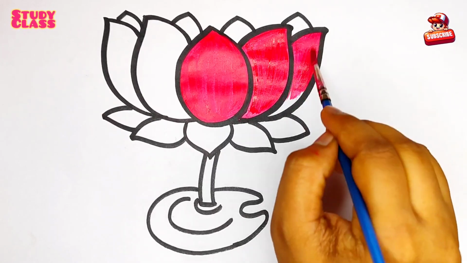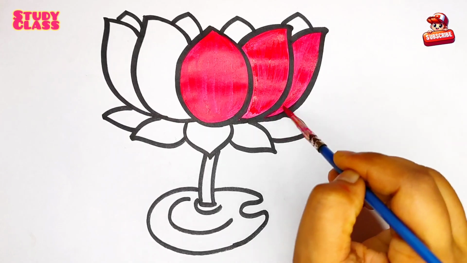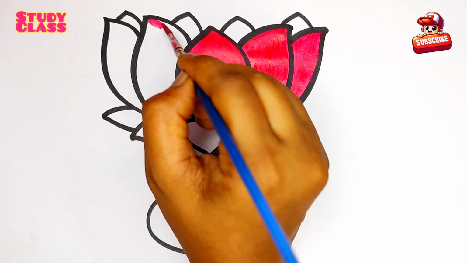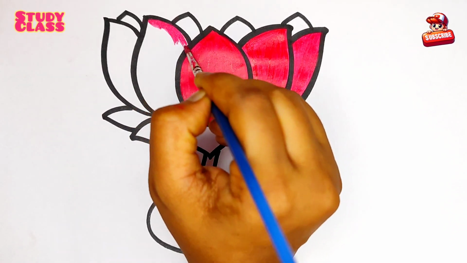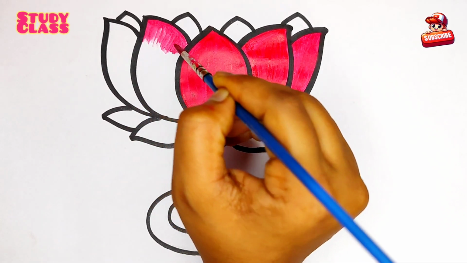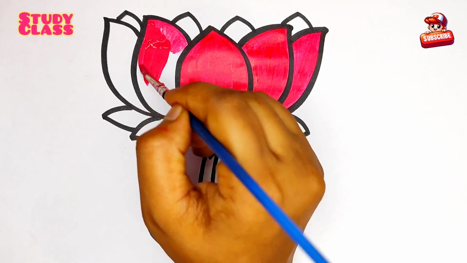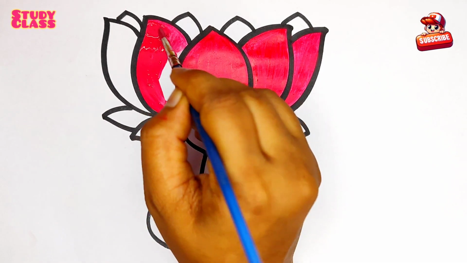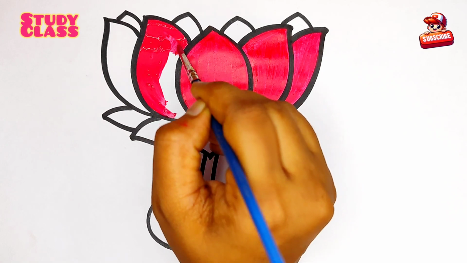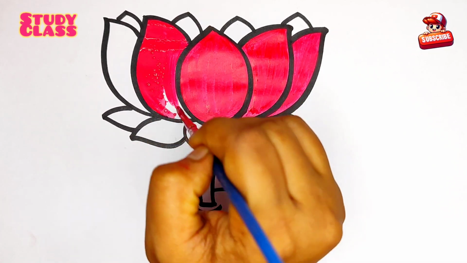The lotus is a symbol of purity, beauty, and knowledge. It grows in shallow water bodies, like ponds and lakes. The lotus flower is considered sacred. It is used in religious ceremonies and decorations.